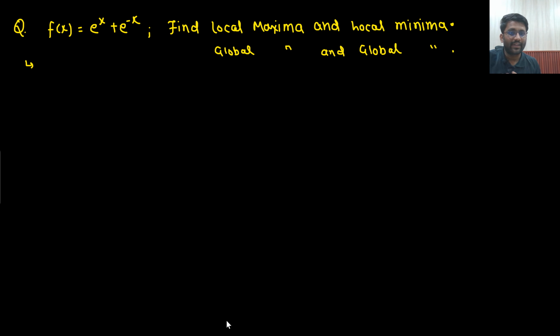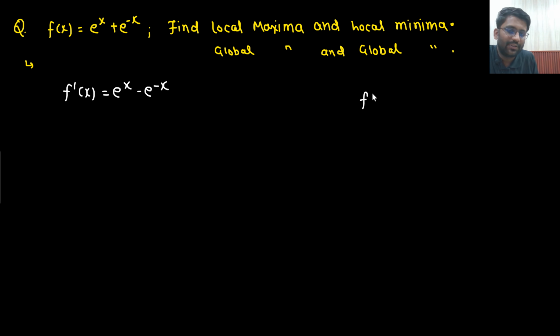f(x) is given as e to the power x plus e to the power minus x. Find the local maxima, local minima and all those things. Here I will care about the value at infinity and minus infinity. But before that, if I need to draw the graph, I will do the differentiation. f dash x is e to the power x minus e to the power minus x. This is the f dash x.